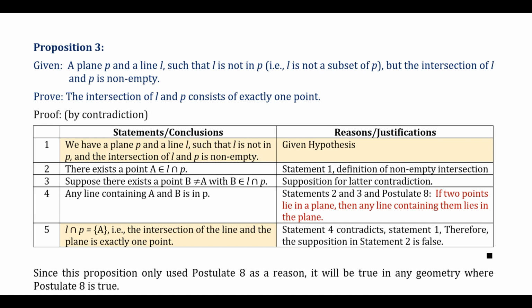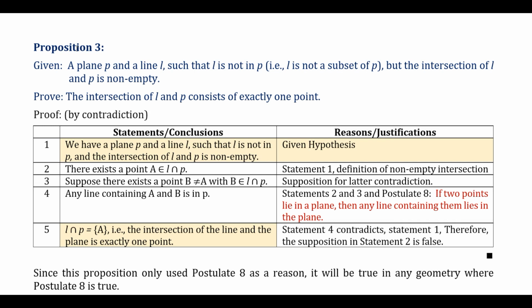The given hypothesis is we have a plane P and a line L such that L is not in P and the intersection of L and P is not empty. The reason: given hypothesis. The last step, the statement or conclusion we have is that L intersect P equals the set A. In other words, the intersection of the line and the plane is exactly 1 point. So, statement 2, there exists a point A in L intersect P. Notice that the reason for that is statement 1. You have to look back at statement 1 to see that, and of course what the definition of a non-empty intersection means.